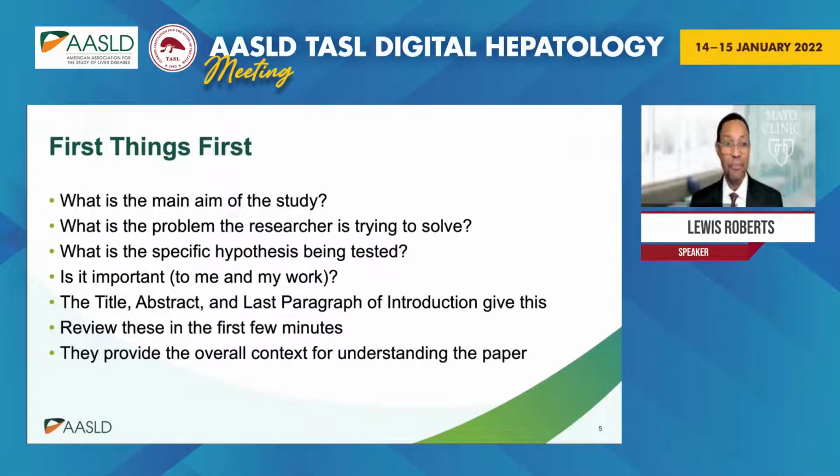First things first, what is the main aim of the study? What is the problem the researcher is trying to solve? What is the specific hypothesis that is being tested? Is this work important, for example, to me and my work? The title, the abstract, and often the last paragraph of the introduction will give you the answers to these key questions. So it's helpful to review these in the first few minutes. These provide the overall context then for understanding the paper.